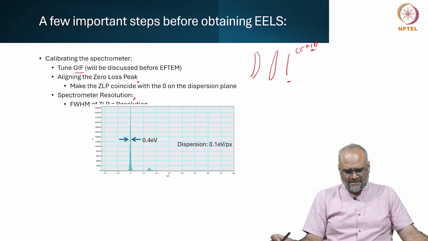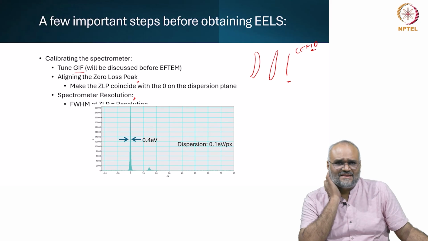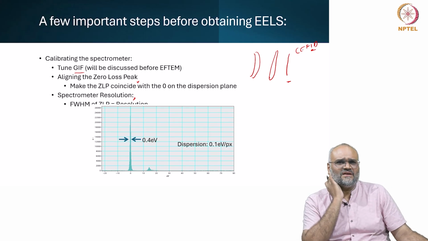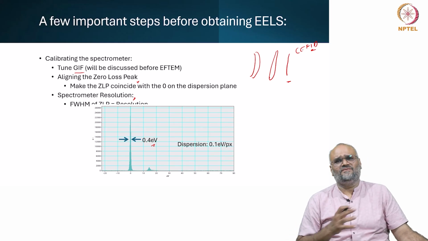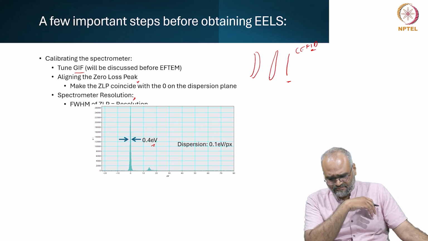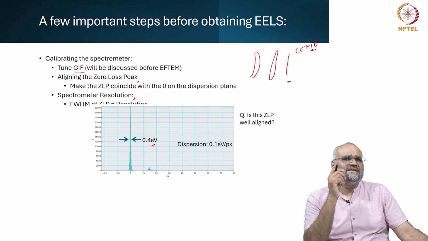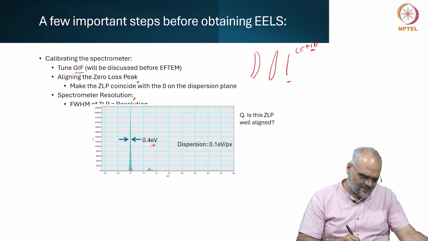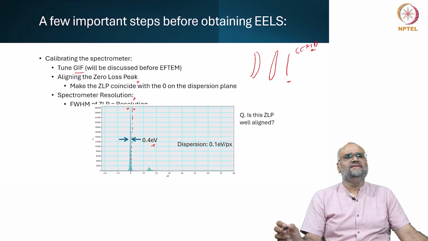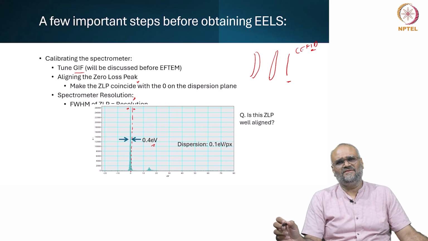Here is an example of a field emission gun. I think this was obtained on a Tecnai coupled with a Schottky FEG. We were able to obtain 0.4 eV energy resolution on this particular condition of that particular microscope operated at 200 keV. Do you think this zero loss peak is well aligned? If I draw a straight line here from 0, there is a small shift in the zero loss peak. It is a very small shift.